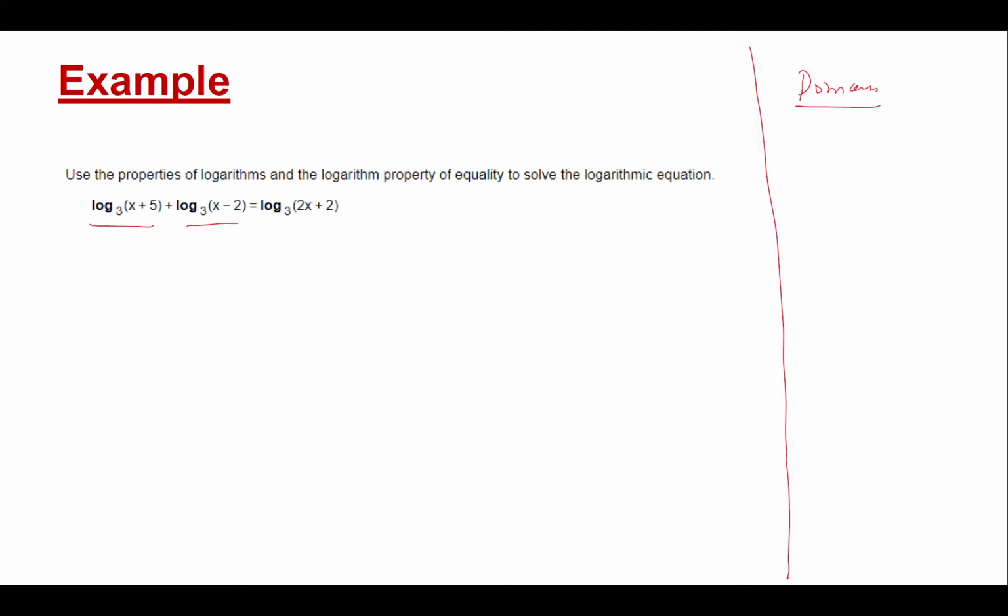For the first one there is x plus 5, so x plus 5 has to be greater than 0. That means for the first function x has to be greater than -5. For the second one, x minus 2 has to be greater than 0, which implies x has to be greater than 2. And for the third one, 2x plus 2 has to be greater than 0. If you solve it, x has to be greater than -1. So the domain has to be the intersection of all these things.